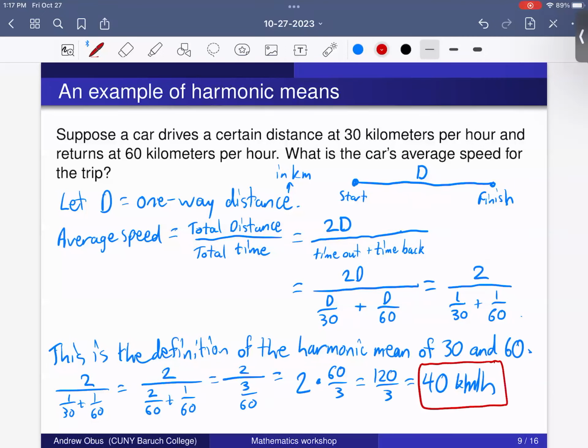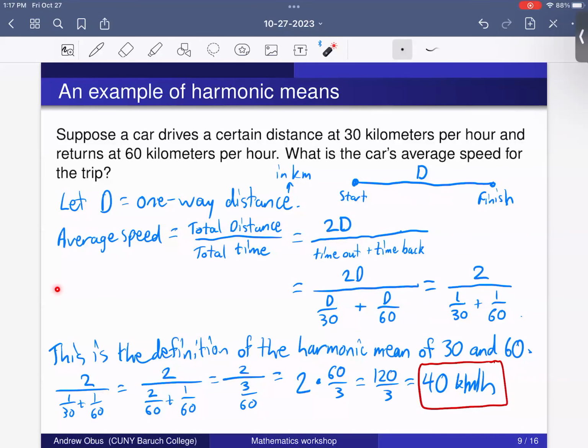Okay, and in particular, if you're calculating the harmonic mean of 30 and 60, you get 40. So this is a very common mistake that people make. They say, oh, you go out at 30 kilometers per hour and you go back at 60 kilometers per hour. That means what's your average speed? Well, the average of 30 and 60 is 45. So the average speed should be 45. But in fact, that's not what happens, because you can't actually average speeds for a problem like this.